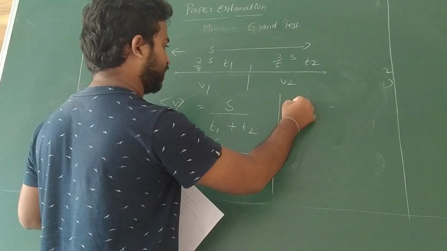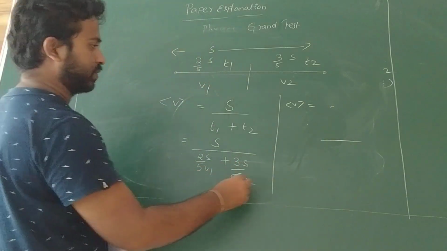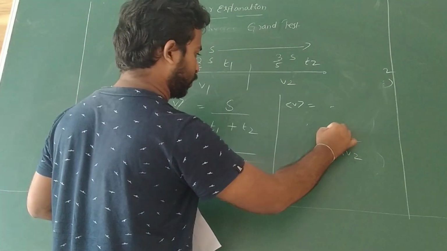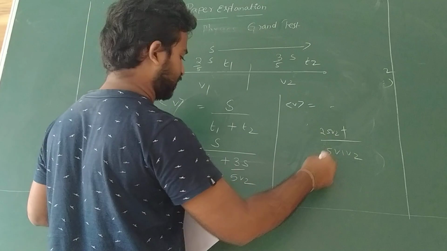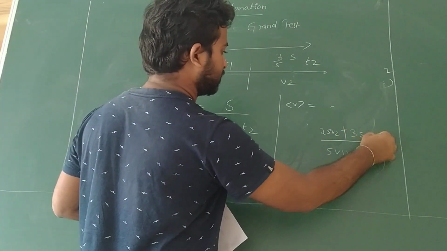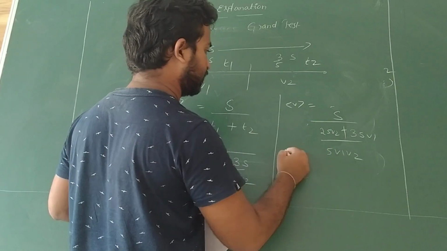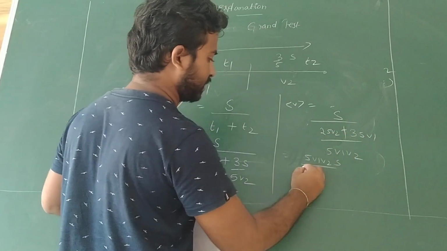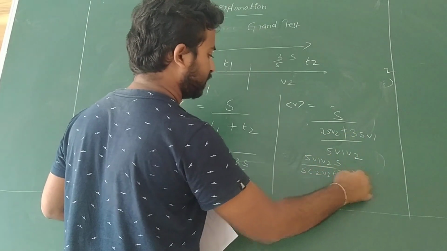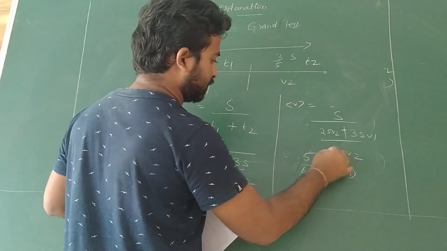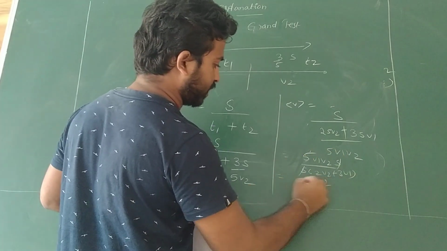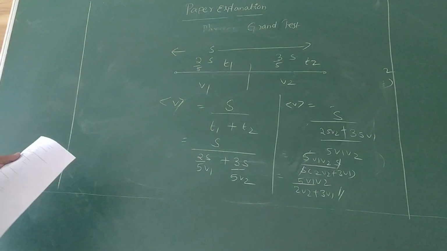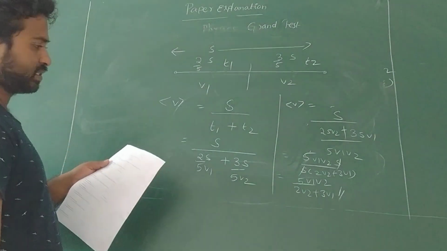Now see, average speed equal to s divided by the time. Here the LCM is 5 v1 v2, then 5 v1 v2 into s in the numerator. Then 2s into v2 plus 3s into v1. Here you can see s is common in the 2 terms, then s into (2v2 plus 3v1). Then this s will be cancelled, then finally the answer is 5v1 v2 by 2v2 plus 3v1. So the answer for the 13th question is 5v1 v2 by 3v1 plus 2v2.